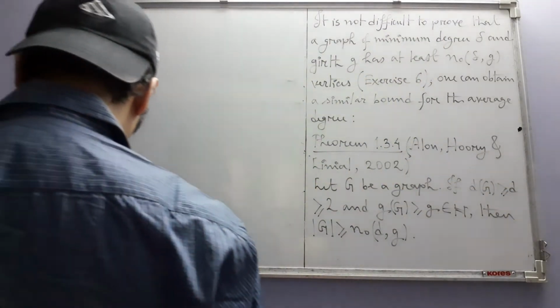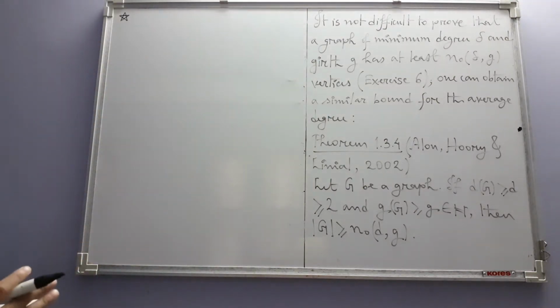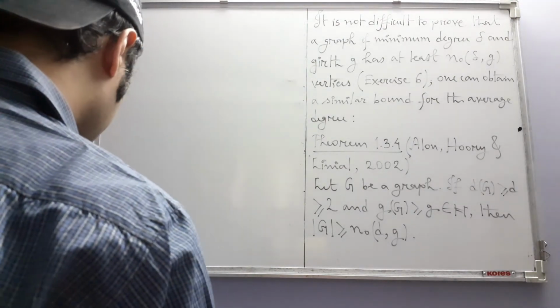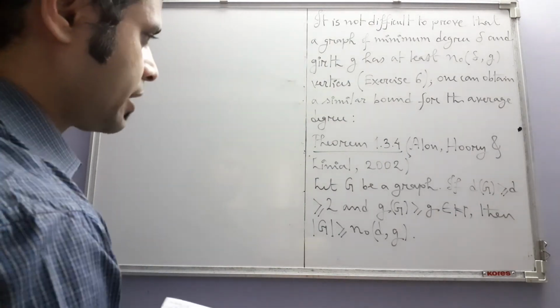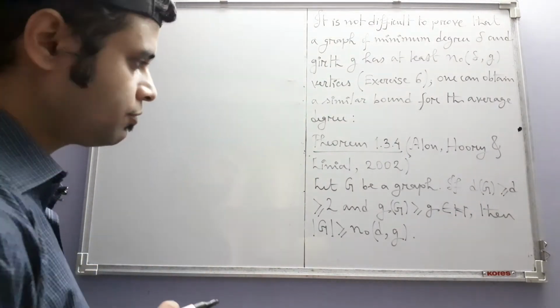Now, one aspect of theorem 134, this theorem, is that it guarantees the existence of a short cycle compared with the order of G.